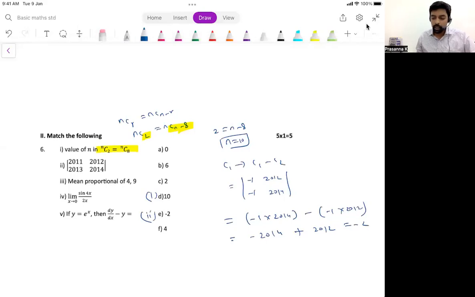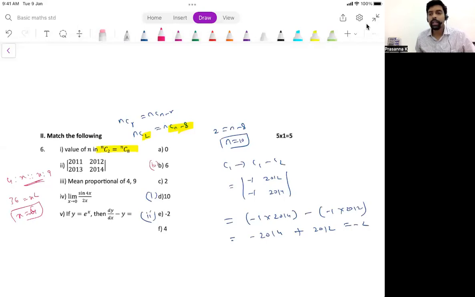And the third one is mean proportional. I'll write it like this: 4 is to x as x is to 9. Here x is the mean proportional. Product of extremes will be equal to product of means. So 4 into 9 is 36. 36 equals x squared. Therefore, x equals 6. 6 sixes are 36, right? So for the third one, the correct answer is 6.